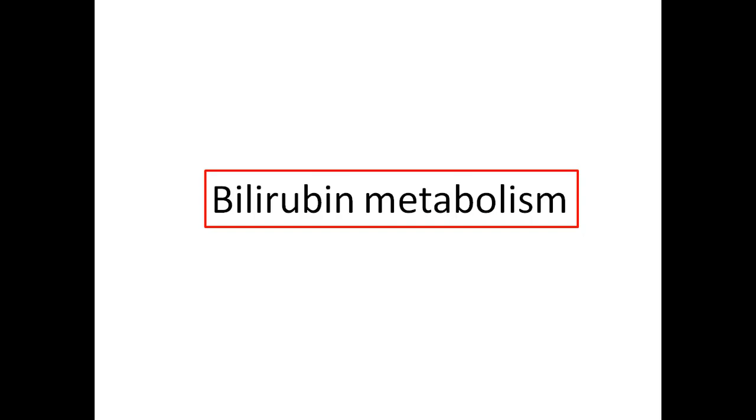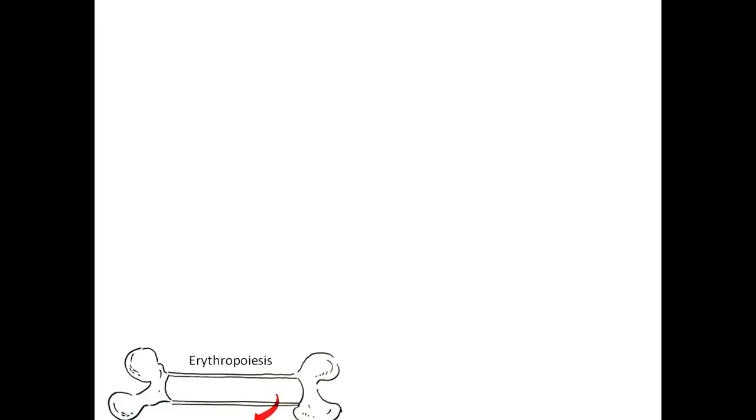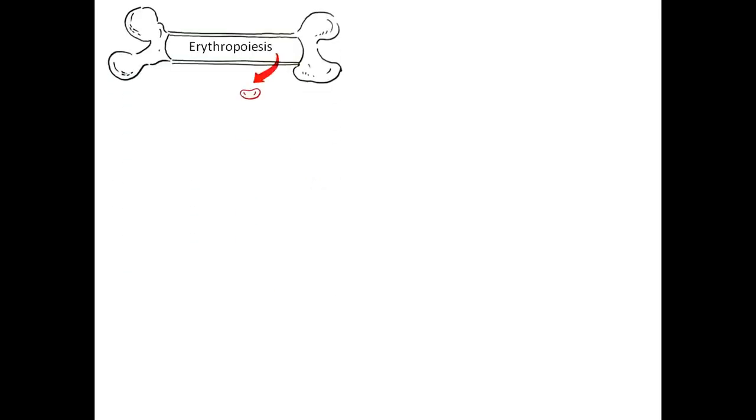You must be familiar with the term bilirubin because bilirubin level increases during jaundice and that causes a yellow pigmentation in the skin. So we need to talk about bilirubin metabolism. First, we will look at where the heme is produced.